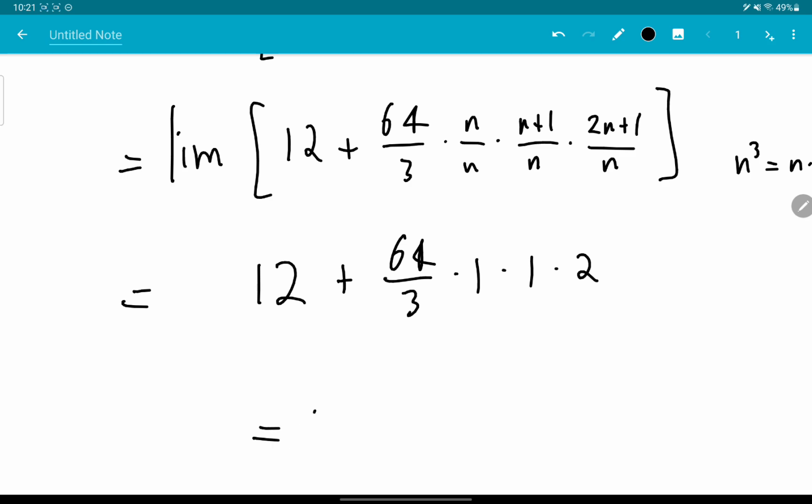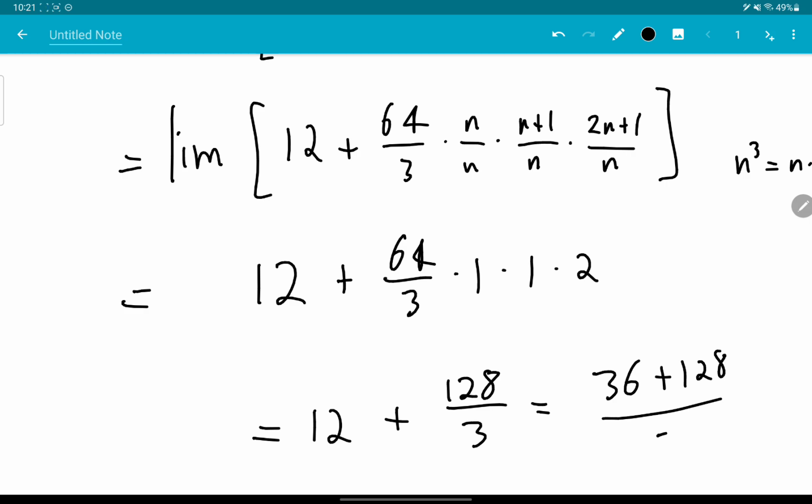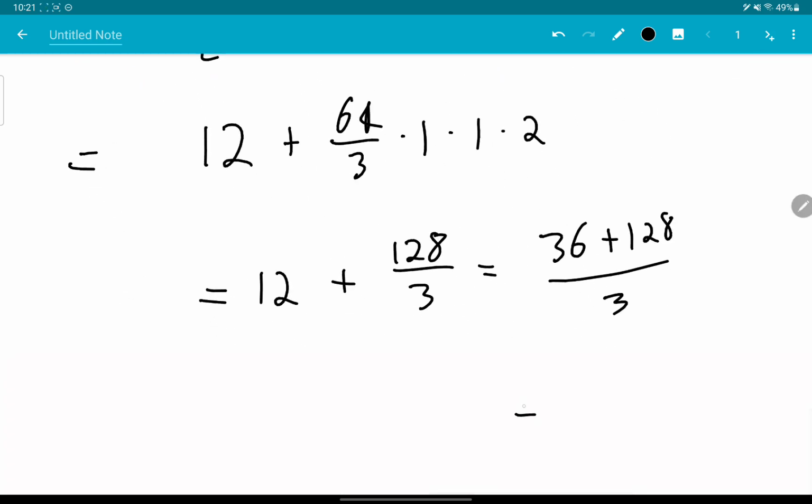Okay, what do I get? I get 12 plus 128 over 3. So that's 36 plus 128 over 3, and the grand finale is 164 over 3. So again, take these slow and be careful.